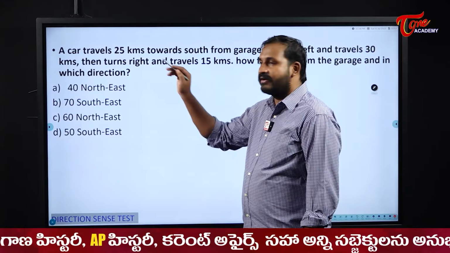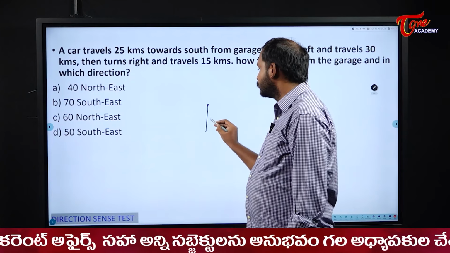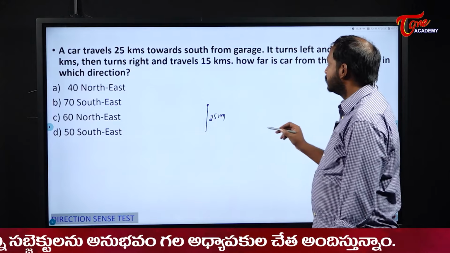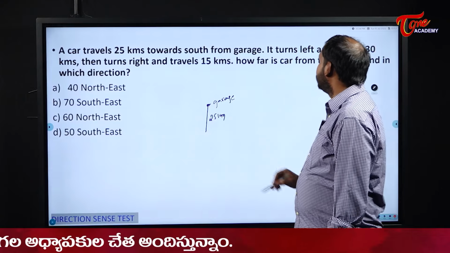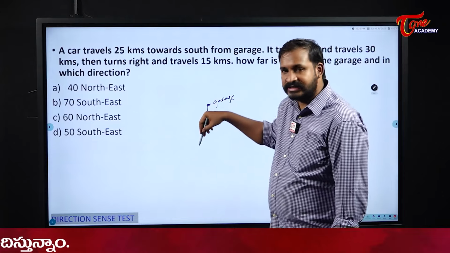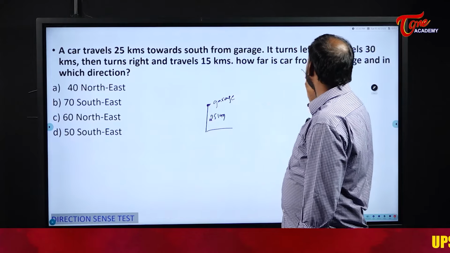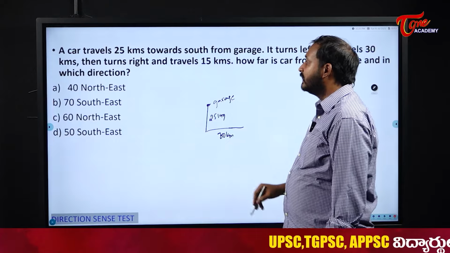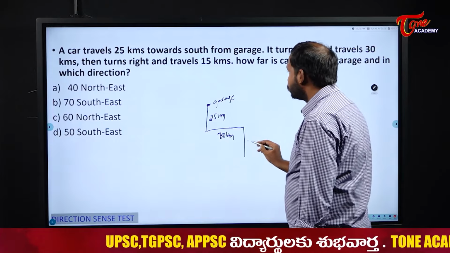A car travels 25 kilometers towards the south. South means downward. So 25 kilometers towards south from the garage. That means this is the garage position. It turns left and travels 30 kilometers. Moving in this direction, turning left means this one. It travels 30 kilometers. Then turns right. The car is moving in this direction, turning right means this one. And moves 15 kilometers.